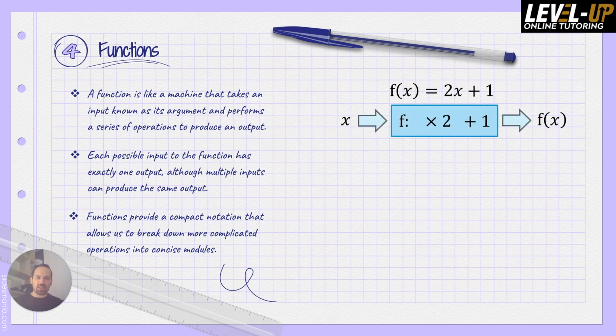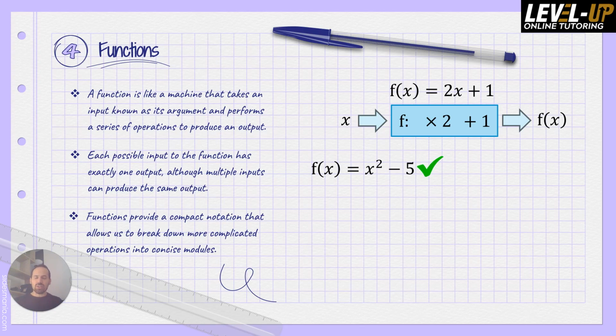So we could write it like a machine: x is going in as an input, and f is doing a series of operations to that input. It's multiplying it by 2 and adding 1, and then it produces the output f of x, or sometimes the output we would label y. And then you'd have y equals f of x. You might see that notation. That's basically what that means. y is just the output of that function.